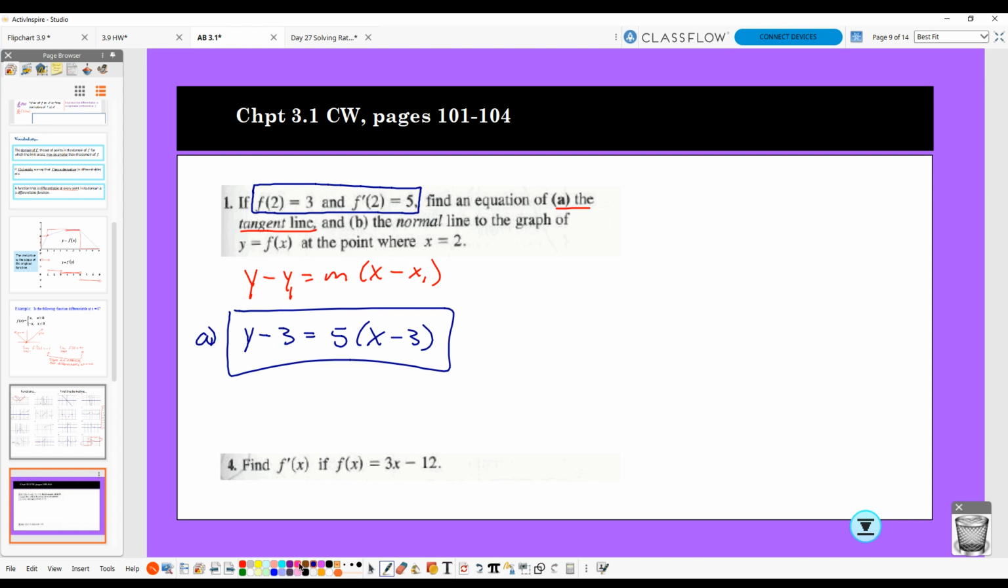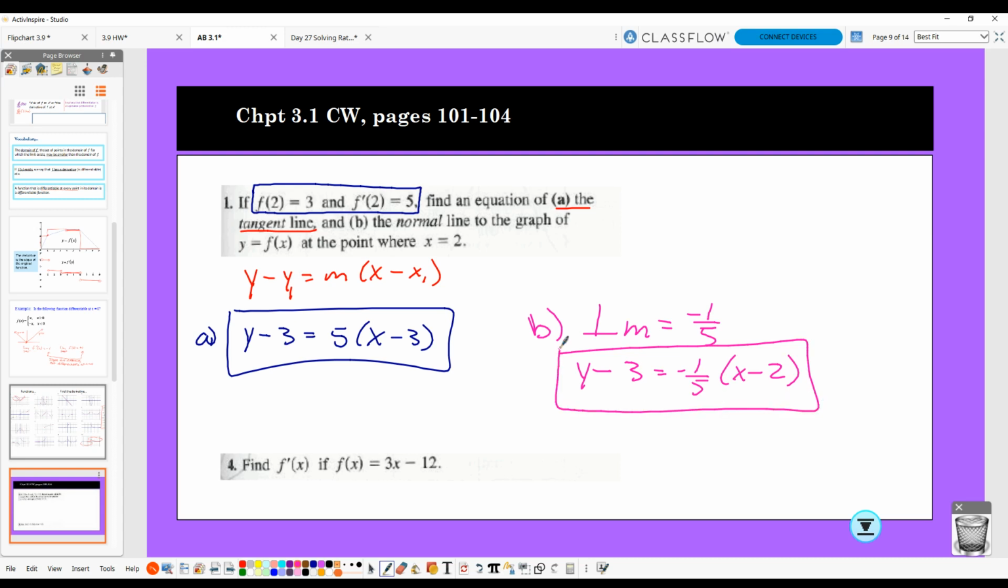Normal line means perpendicular. The perpendicular slope of 5 is the negative reciprocal. So turn 5 upside down and change the sign. That's our slope. The normal line for this would be y minus the y value equals slope times x minus the x value. And stop there. Don't distribute, don't combine anything, leave it alone.